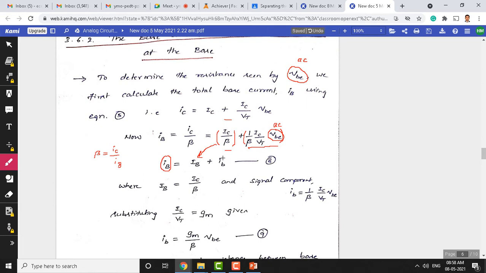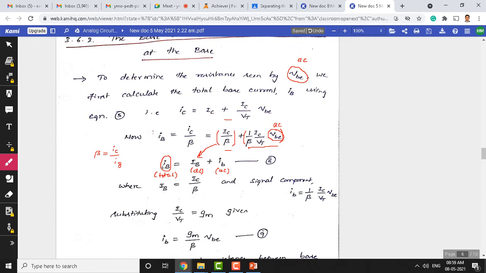The AC component can be denoted as small i with small b here. So this is an AC component. This is the DC component of the base current, and this is the total base current. I hope you are getting this, how we have arrived at the total base current expression. This is the total base current expression.